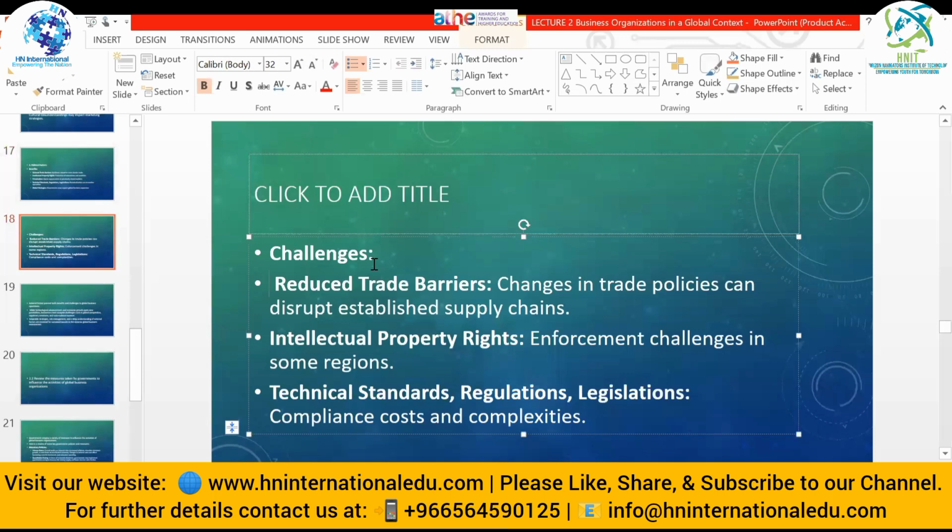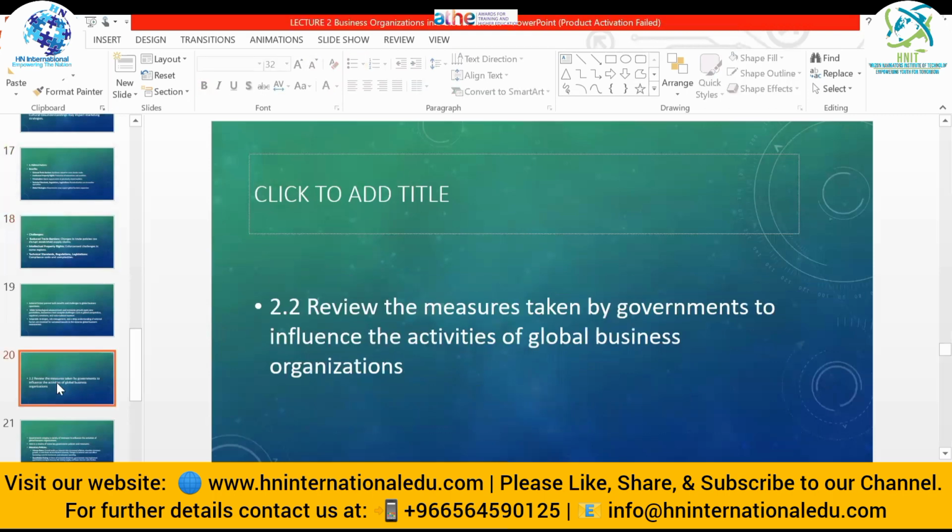Intellectual property rights, enforcement challenges. In the same vein, technical standards, regulation, legislation, the compliance cost and complexities. What are compliance cost and complexities? Every nation has their own regulations and authorities related to the governmental sector. When we're not going to abide by it, we are going to face problems or heavy taxations from the people of government. And that's it.